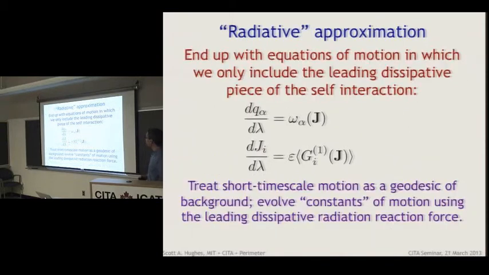So I'm going to use what has been called the radiative approximation, where I'm basically treating the orbit as though it were geodesics on short time scales, with constants describing each of those geodesics changing on some slower radiative time scale.